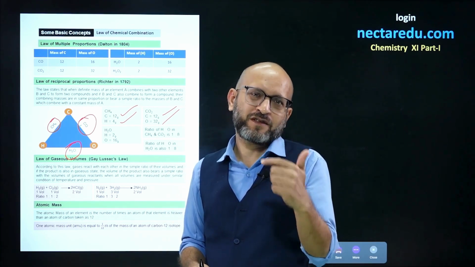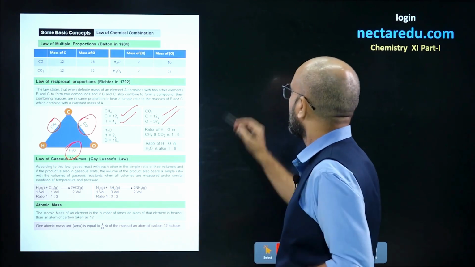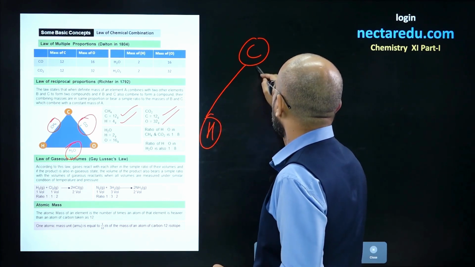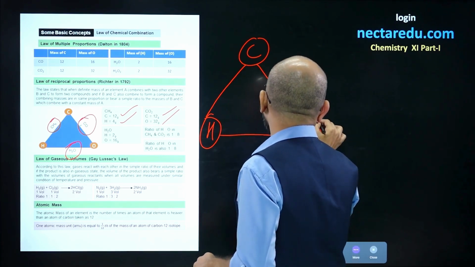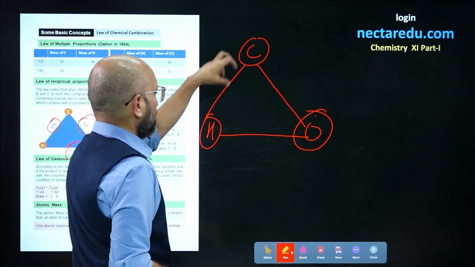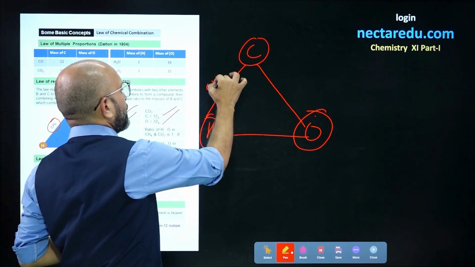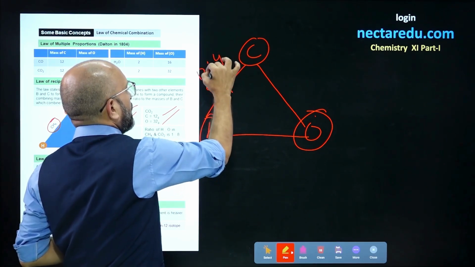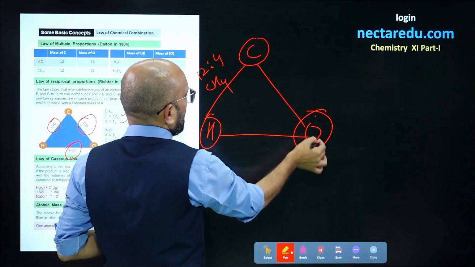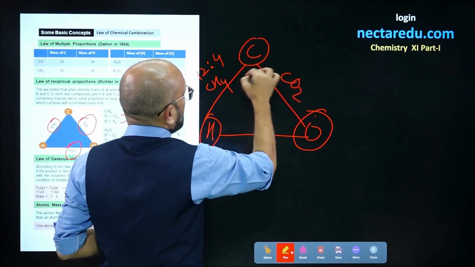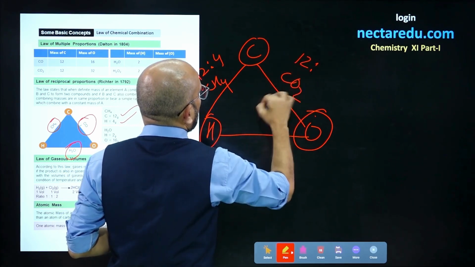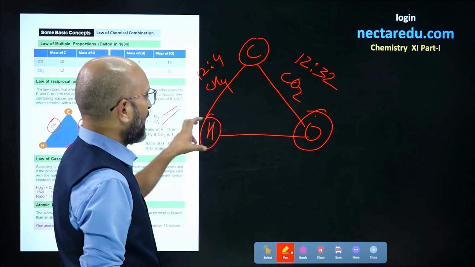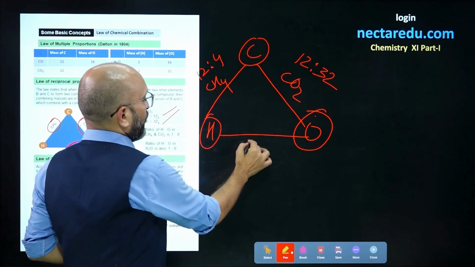You must be slightly confused. Let me elaborate on it more. I will take C and H and O. So, you take carbon and hydrogen, I will take a compound CH4. What is the mass of carbon? 12, hydrogen 4, right? And if we take a compound of carbon and oxygen, CO2, what is the mass of carbon? 12 units. What is the mass of oxygen? 32 units, right?